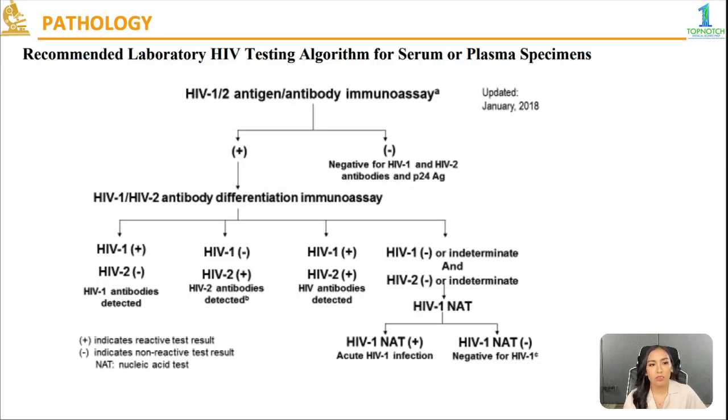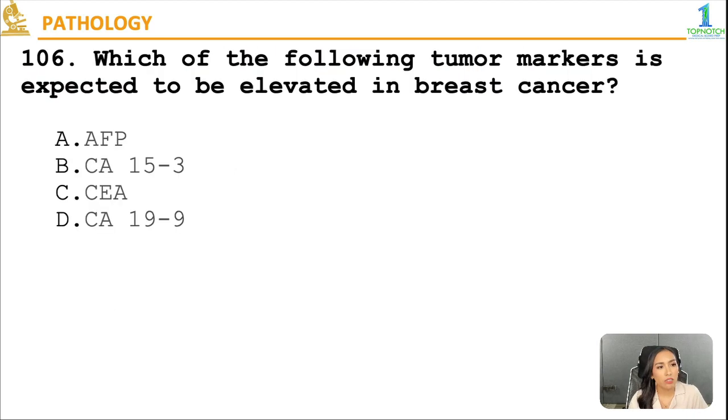Okay, so let's look at this algorithm from the CDC on how to diagnose HIV. So first, you would start with an HIV 1 or 2 antigen antibody immunoassay. Basically detects if merong HIV 1 or 2. And then you want to differentiate, is this HIV 1 or HIV 2? But if it's indeterminate, you go to the third level in which you use a nucleic acid test. Okay? Alright. Let's go to 106.